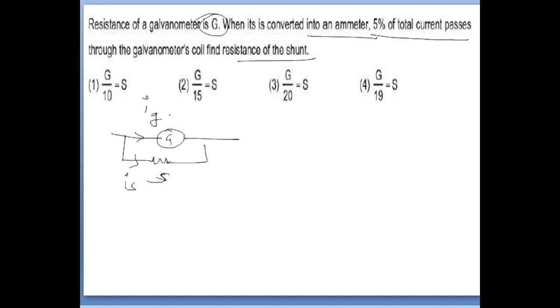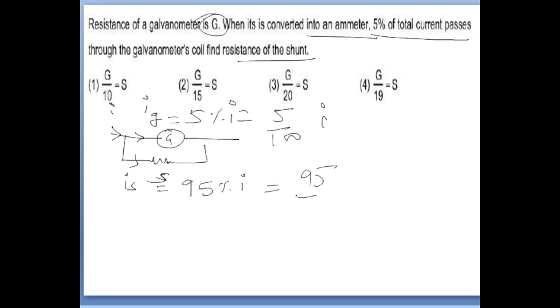Okay, he's saying that only 5% of the current flows here. Then how much percentage of current flows here? 95% of the total current. So can I read 5% as 5 by 100 of the total current? Yes or no? Total current you can take as I. So here it is 95 by 100 into I.